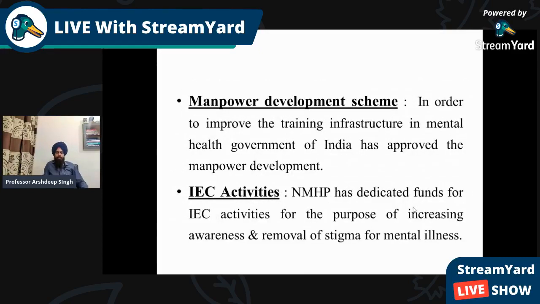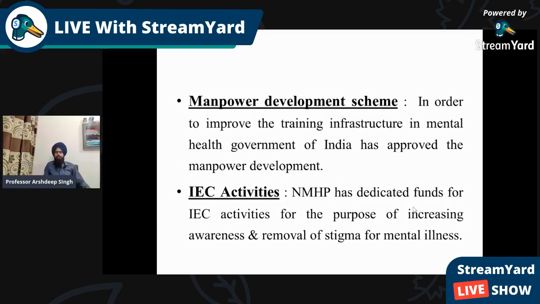Next is the manpower development scheme. In order to improve the training infrastructure in mental health, the Government of India has approved the manpower development scheme. As the name indicates, manpower development can be for any sector, but in this topic, we will talk about manpower development for mental health issues.